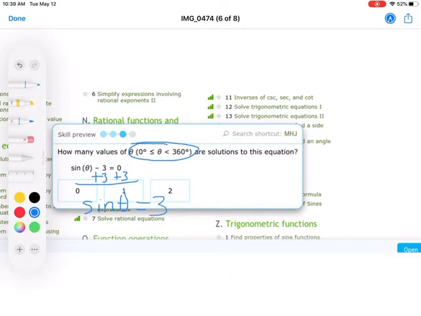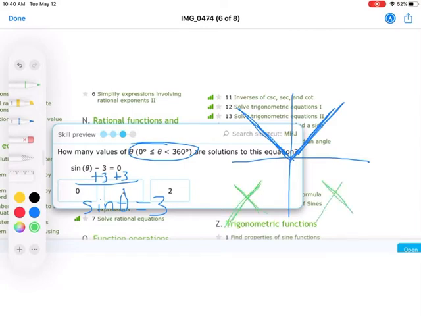Sine of theta is equal to 3. So now, obviously, if you look at your unit circle, the sine is only positive in quadrant 1 and quadrant 2. If you notice, in quadrant 3 and 4, the sine is negative, because it's the y value of the coordinates. So where is the sine function equal to 3? It's only equal to 3 in quadrant 1, and also in quadrant 2. So there are 2 solutions, okay?